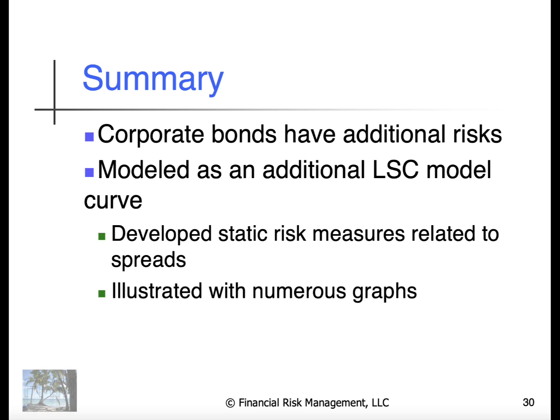I'm not going to go through the R code in this particular module as it's very similar to 7.2, and there are some examples given of a particular double B bond and how this analysis is done. And so this concludes the bond section of the static risk measures. In the next module, we'll take a deep dive into understanding static risk measures with respect to stocks.